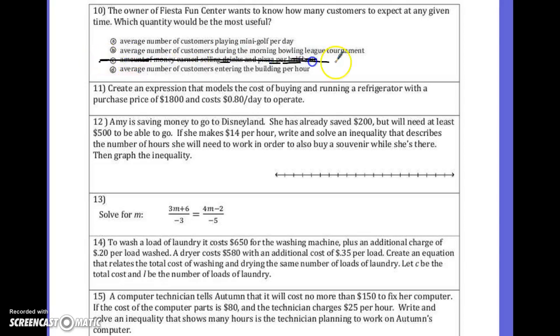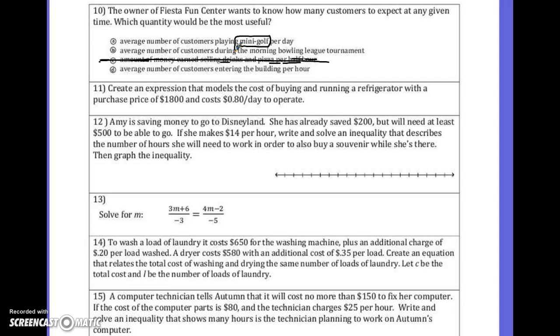That's out. Okay. The top one says the average number of customers playing mini golf. Well, yeah, that'd be great to know how many are playing mini golf, but there's other people there too. And he wants to know how many customers to expect at Fiesta Fun Center, the whole entire place. So if it's just mini golf, that's not good enough. The next one, average number of customers during the morning, bowling. I mean, that's not any given time. That's in the morning, and it's only giving us the bowling, people who are bowling.